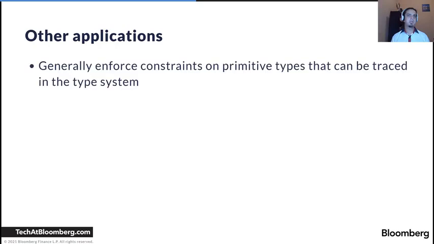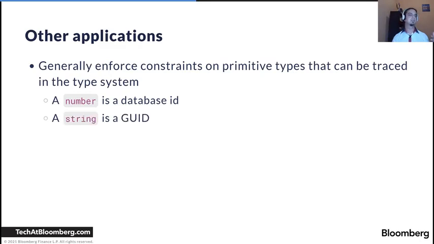What are some other applications? Well, we can, for example, create numbers that are guaranteed to be database IDs, or we can create strings that are guaranteed to be GUIDs like we saw in our example. There are plenty of applications where you could use this, but it's something that you should keep in your tool belt whenever you think you have a primitive type that also has an extra meaning.